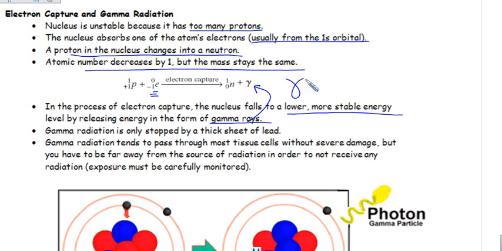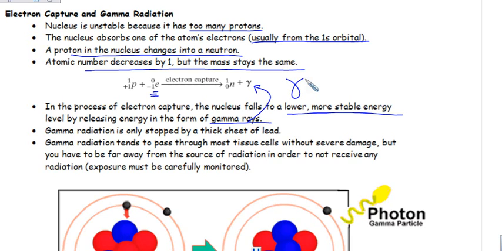It says here that gamma radiation can only be stopped by a thick sheet of lead. Gamma radiation is very penetrating. We're really forming a neutron which stays in the nucleus, so we're not really emitting any particles, but we are emitting really high energy waves. So it's going to take a pretty thick sheet of lead to stop this form of energy. As far as your health goes, it says that gamma radiation does tend to pass through most cells and tissues. But it doesn't cause severe damage.